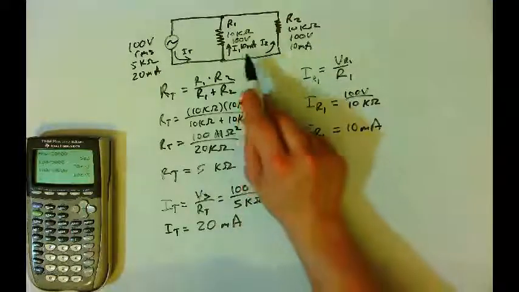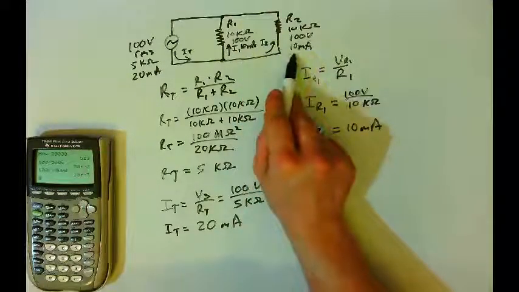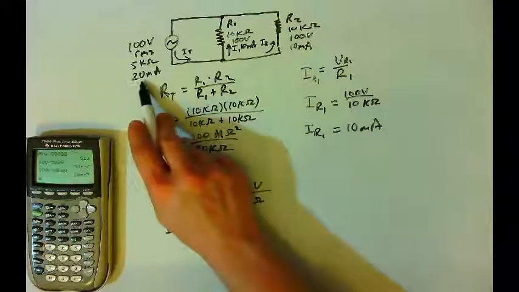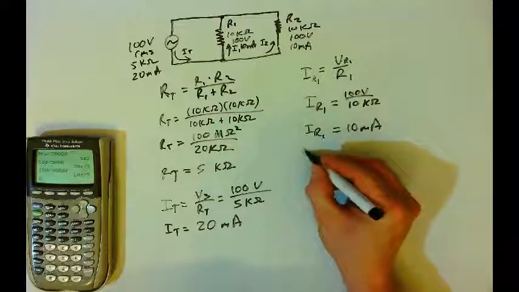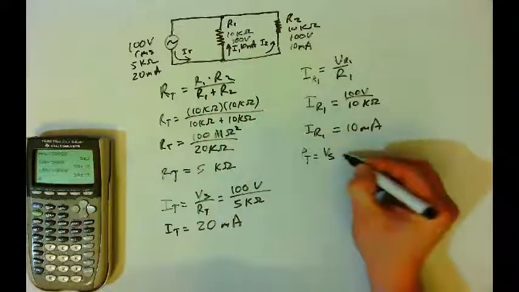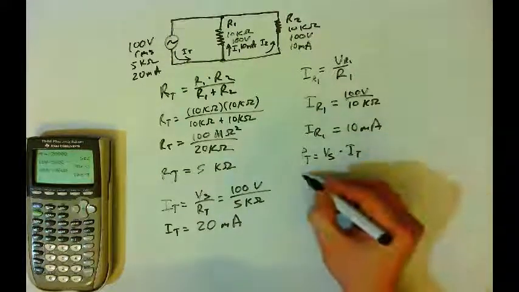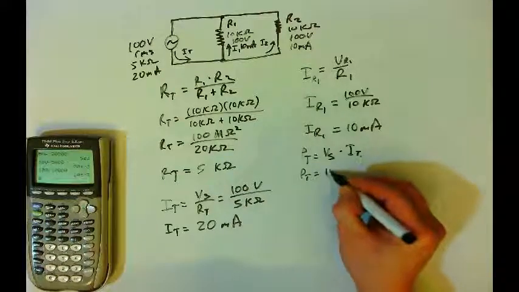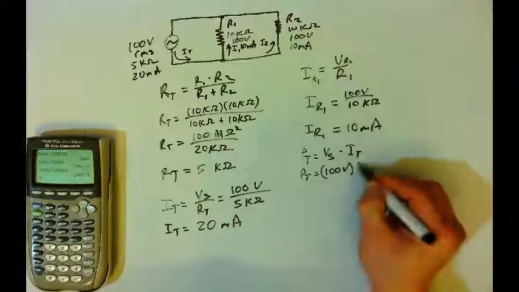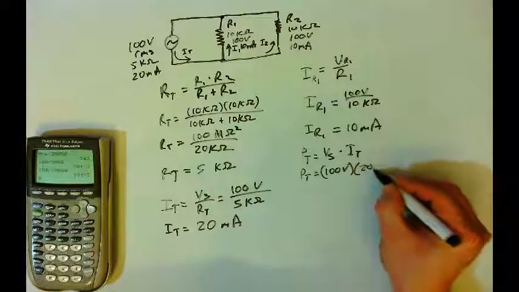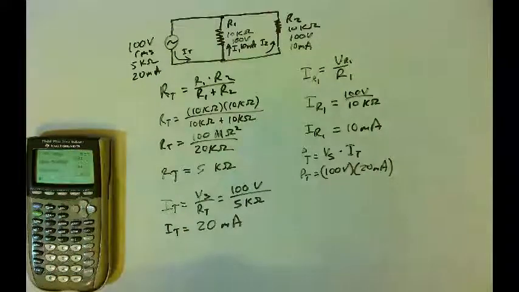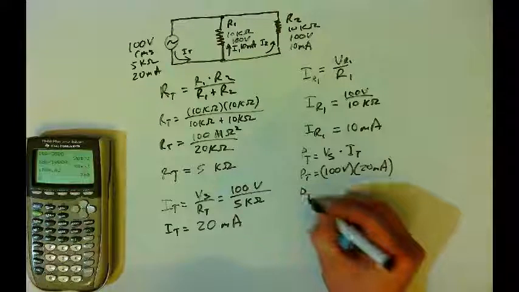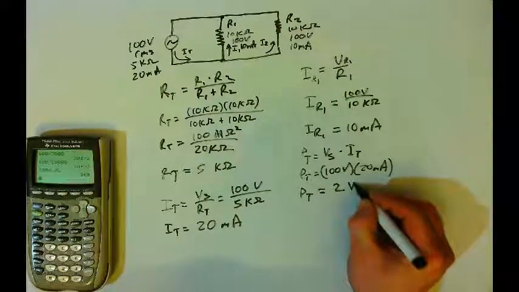Oh, before I do, I should point out that the current in R1 and the current in R2 still adds up to be equal to the total current. That's Kirchhoff's current law, right? And so the total power will be the source voltage times the total current. And so the total power in the circuit will be 100 volts times 20 milliamps. And so 100 volts times 20 milliamps is going to be 2 watts. The total power of the circuit is 2 watts.